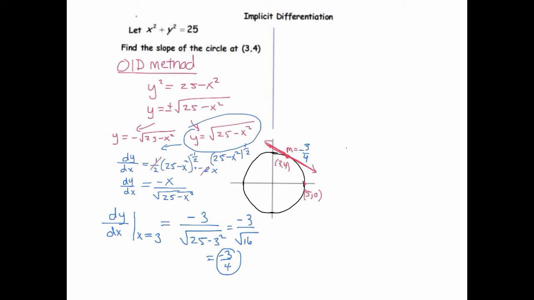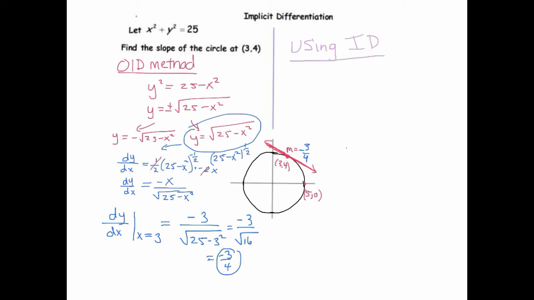Alright, so that wasn't so bad. It was a little annoying that we had to solve this equation for y. Let me show you the advantage now of using this new technique called implicit differentiation. You're going to see that it'll prevent us from having to solve this equation in terms of y. So I'm going to say using implicit differentiation.